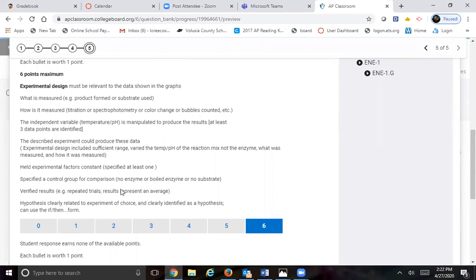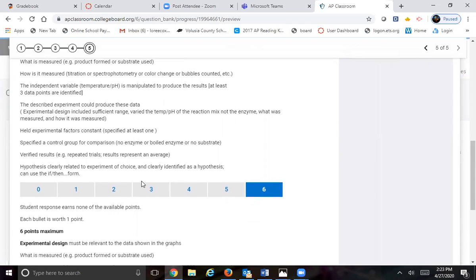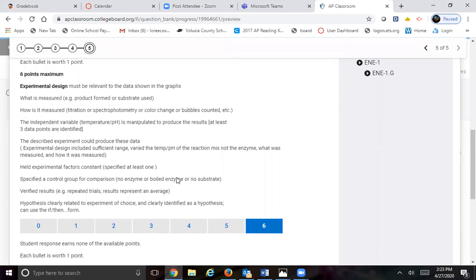Okay, so please be sure that you are, when you are doing your corrections, looking at the scoring guide to fix your responses.